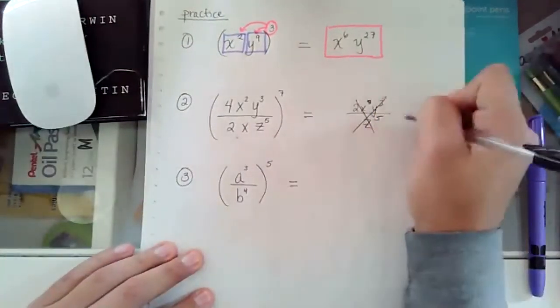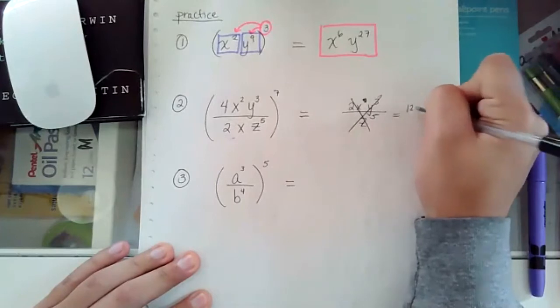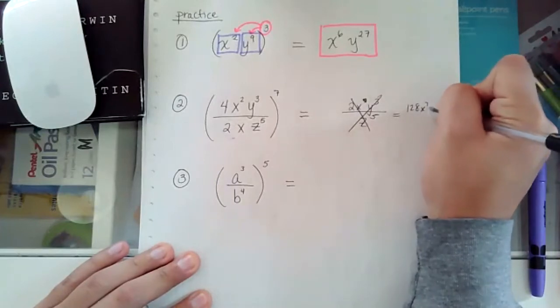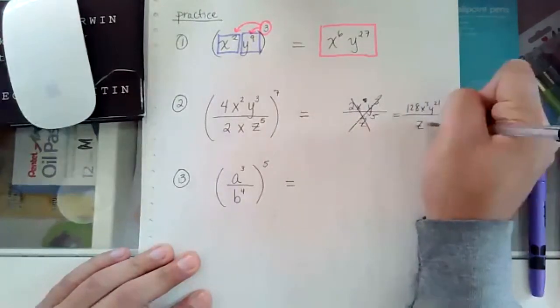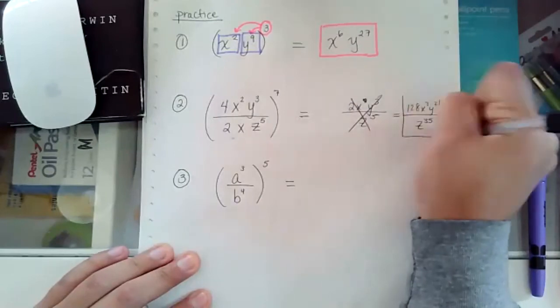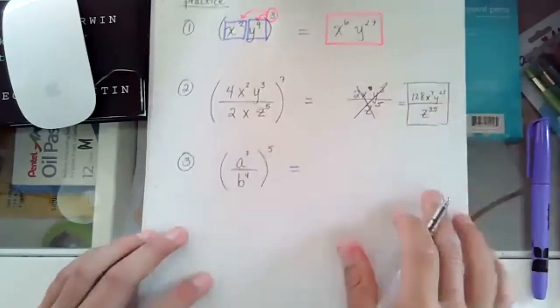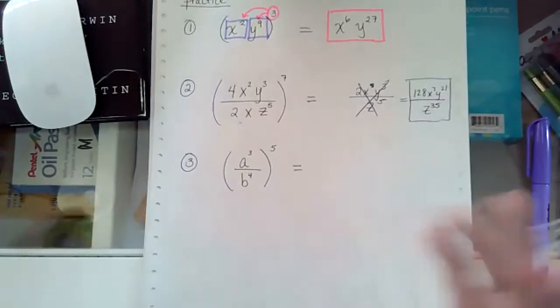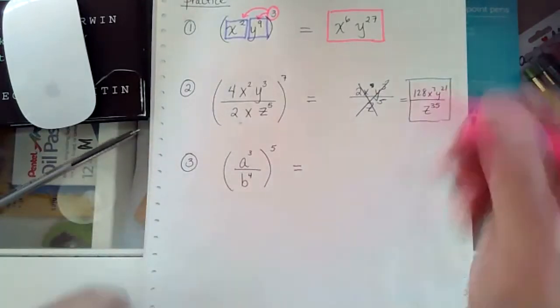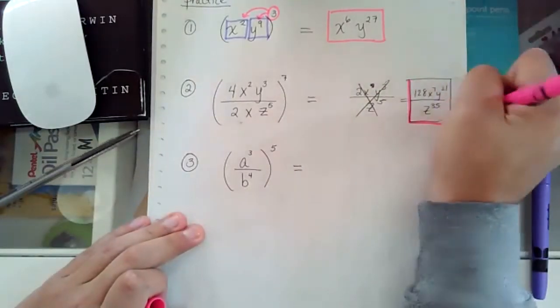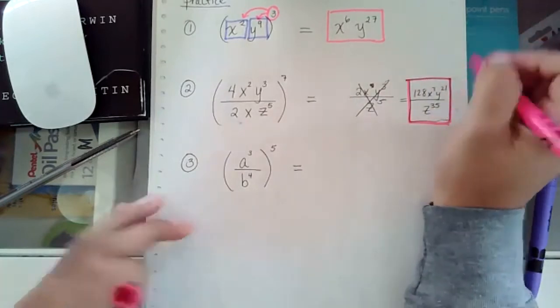So let me go ahead and say that this one is supposed to be 128 x to the 7th, y to the 21st over z to the 35th. And so now you have a couple of exponent rules that you can dazzle your friends with at your next party, at your next safely socially distanced party where everybody's wearing masks.